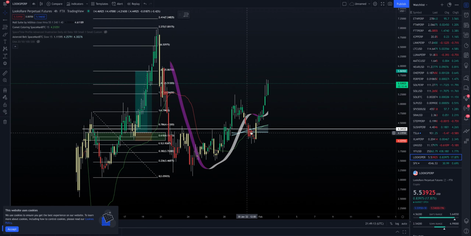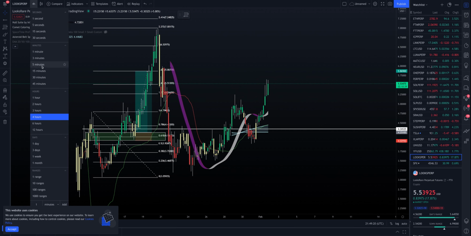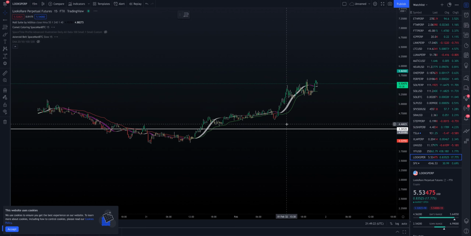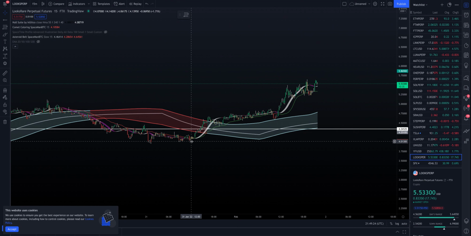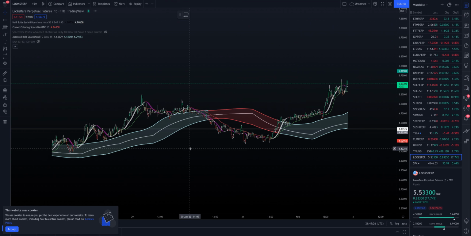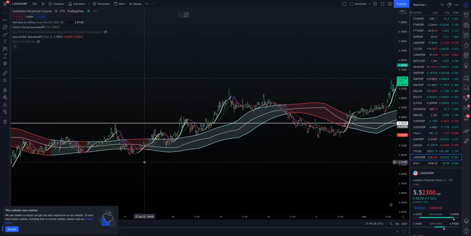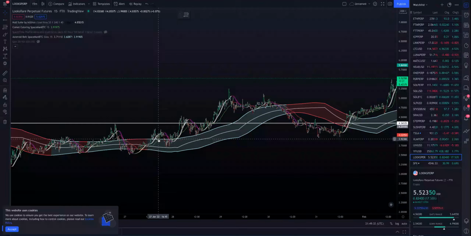It takes a long time for it to work. See, for looks, the 4 hour isn't going to work because it's such a new coin. You'd have to go on like the 15-minute to get something. Yeah, there you go. Just see how perfectly this will help you trade, man. So it broke above the belt, retested the support. You could have went long here, but if you weren't taking profit, it's still a 3%, 4% pump.